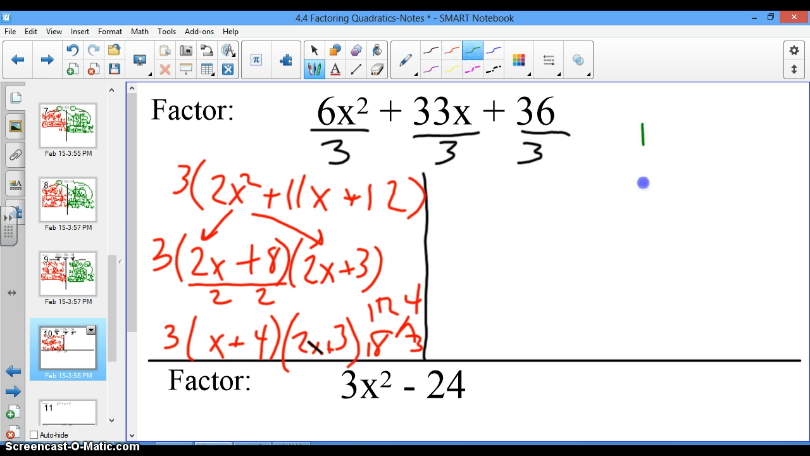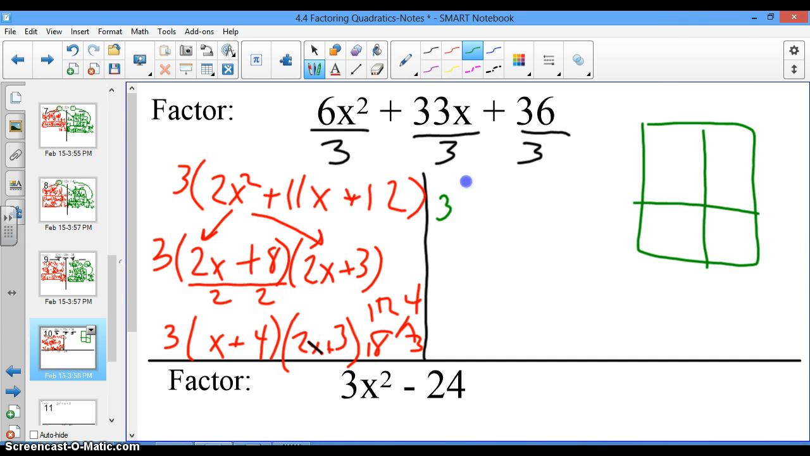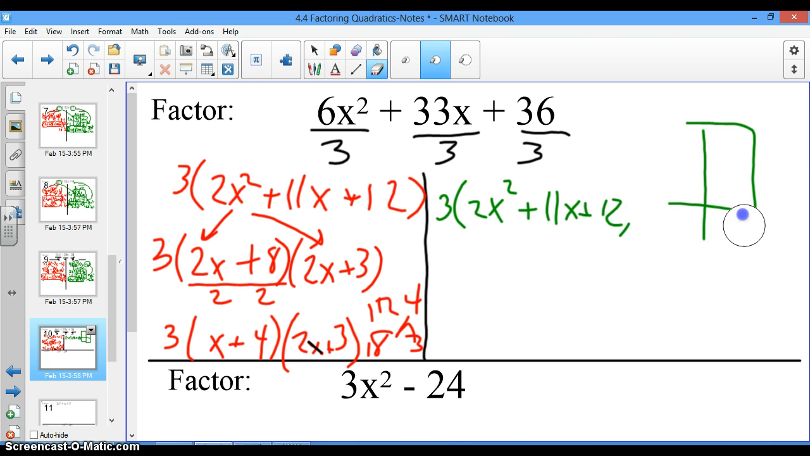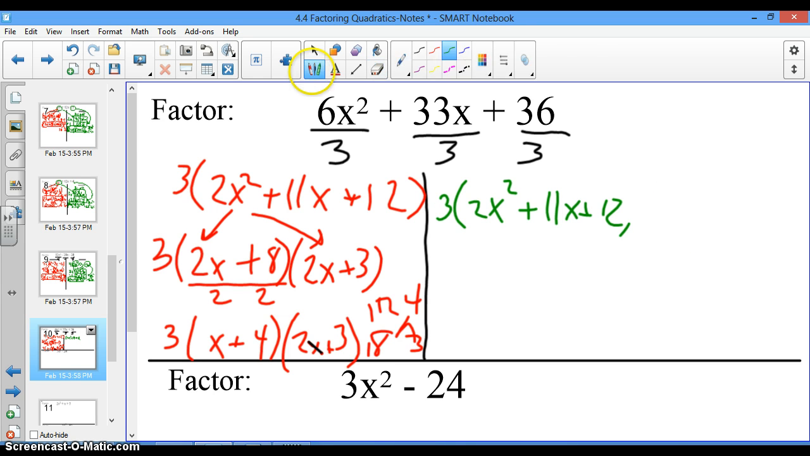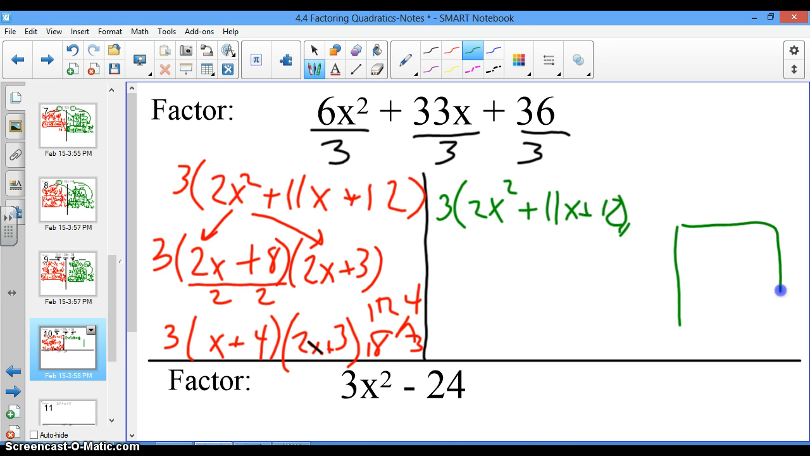Box method, draw a box with 4 squares. Sorry, the handwriting's a little messy. I don't have the tablet that works on this, so I'm writing on the screen and it doesn't look the best. So 2x squared goes in the top left, 12 goes in the bottom right.